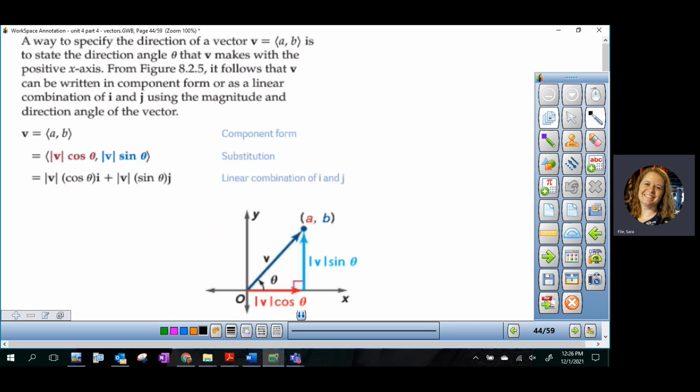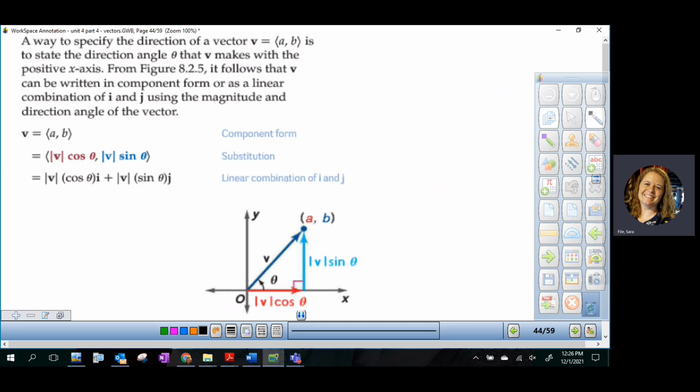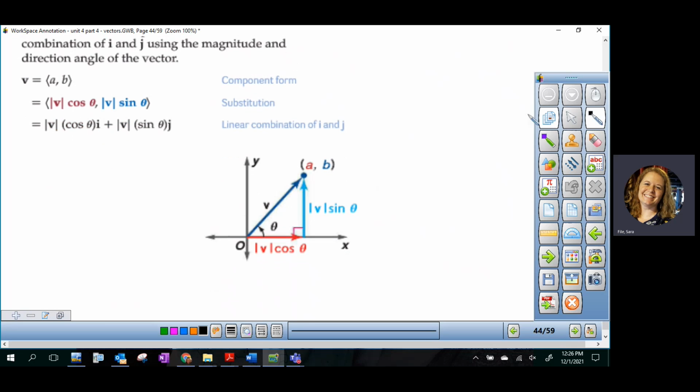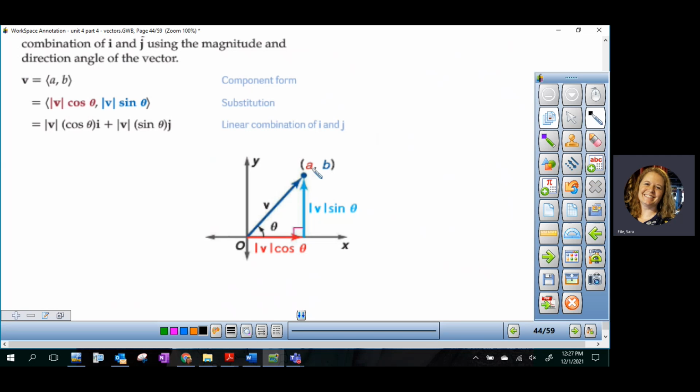All right. Now, what if you're not given the terminal point and the initial point? Instead, you're just given the magnitude and the direction. We can still find component form and linear combinations with that information, and I'm going to explain quickly how. So if we think about our vector V here, this would be the X movement and the Y movement, right? Or you could call it A and B. Doesn't matter. They're calling it AB here, so I'll call it AB.